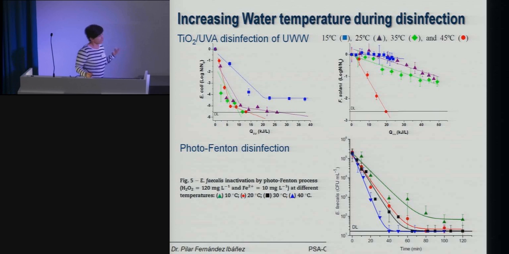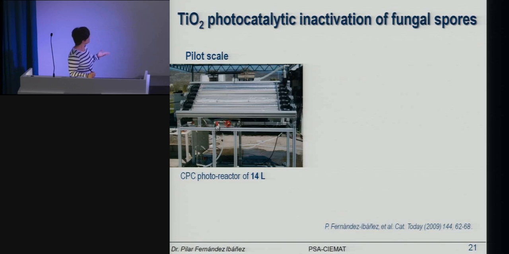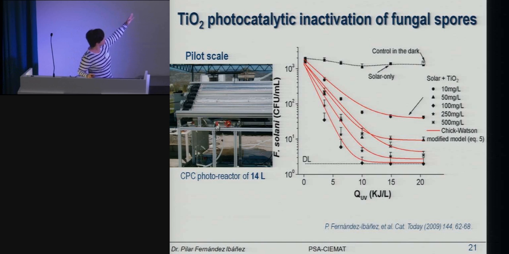So another way to enhance solar water disinfection could be photocatalysis, but this is not very reliable for drinking water, because it's based on the use of nanoparticles and adding substances to the water. But here you can see the difference of disinfecting spores of Fusarium with sunlight on the top line, and when you have very resistant microorganisms, you have to add a photocatalyst to get good results.